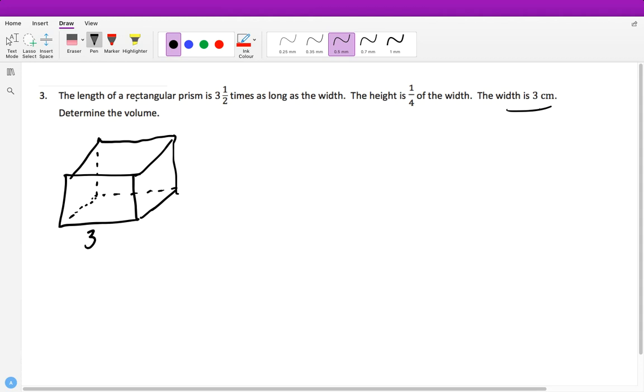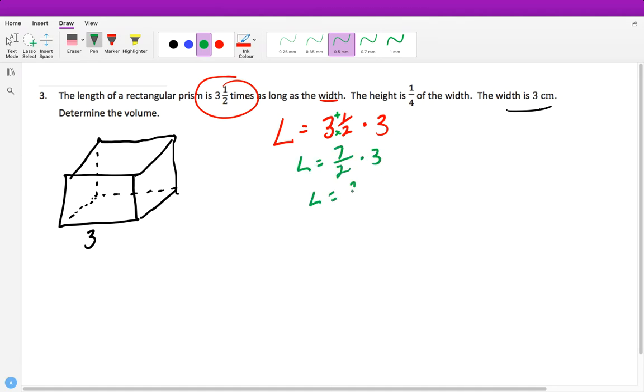Because when we look at the rest, it says the length is 3.5 times the width, and the height is 1/4 of the width. So when I want to find out what my length is equal to, I need to do 3 1/2 times 3, because it is 3.5 times as long as the width. So I'm going to change this to an improper fraction by multiplying and adding. So then my length is equal to 7/2 times 3, or my length is equal to 21/2.